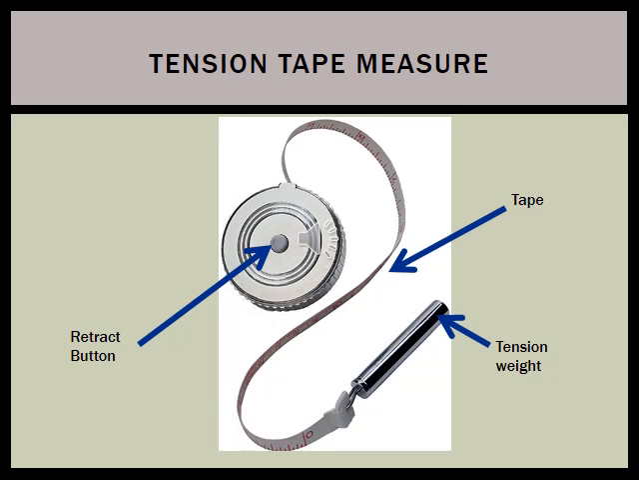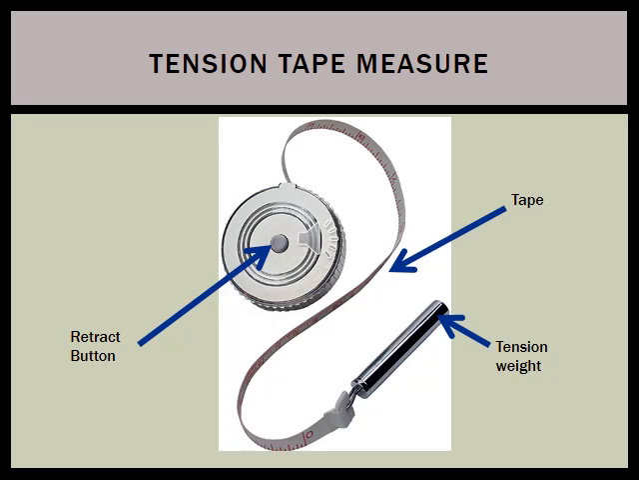A tension tape measure is used most commonly in exercise science to determine circumferences, or the distance around a specific body part, such as the waist or hips. The tension tape measure has a retract button so that when you put the tape measure around a person's waist or hips or another body part, you'll click the retract button and this will help pull the tape measure tighter.